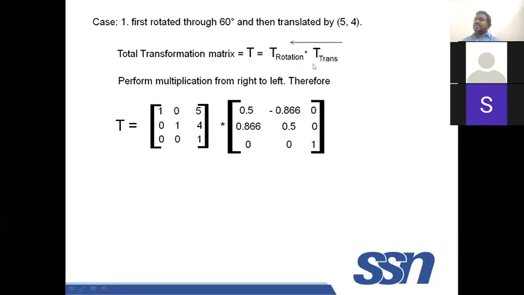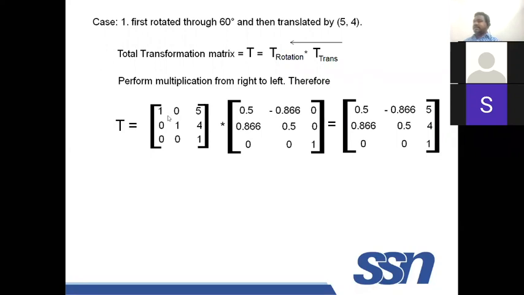This is the translation matrix. The order is reversed, and the rotation is written here. Now I can perform the matrix operation from left to right, this with this. Now we can find the answer. This is the resultant composite transformation matrix. Multiply this matrix with this, and you will get this answer.